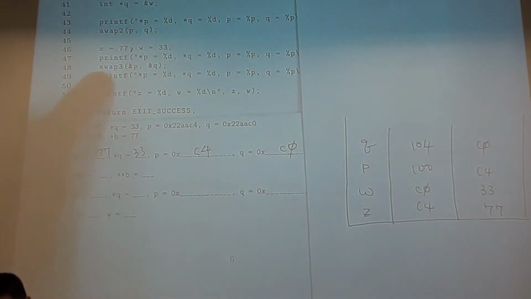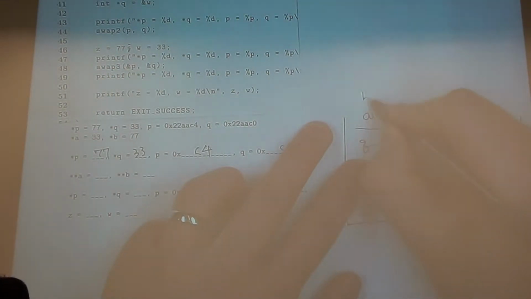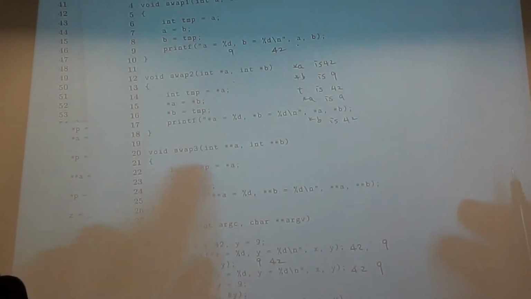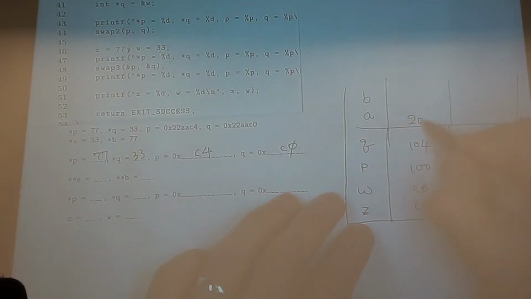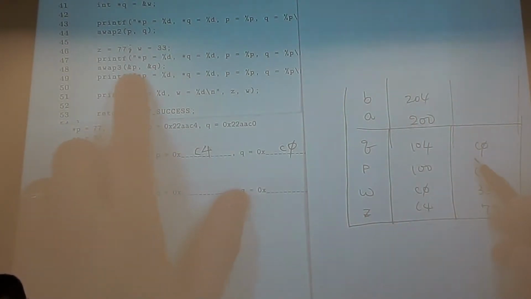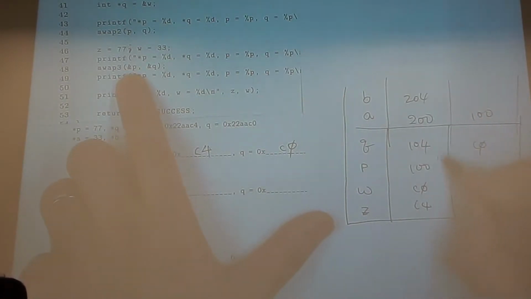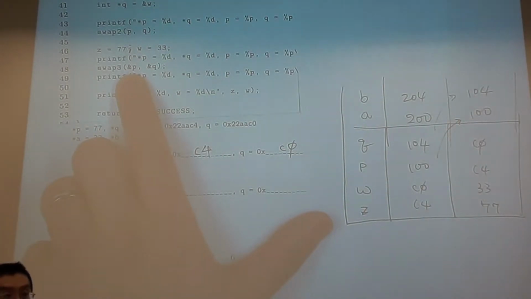Now I call swap 3. Swap 3 again has A and B. Now swap 3 is actually pointer to pointer. So suppose A and B have their own address. That means 200 here, 204. We call swap 3 using the address of P, so this will be 100. And this will be 104. Because I'm giving the address of P and Q.